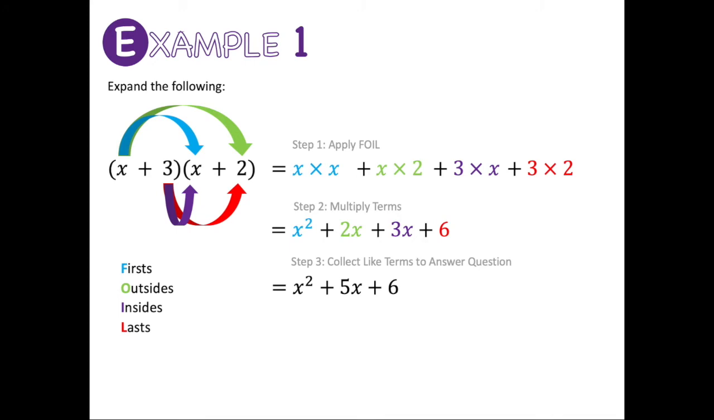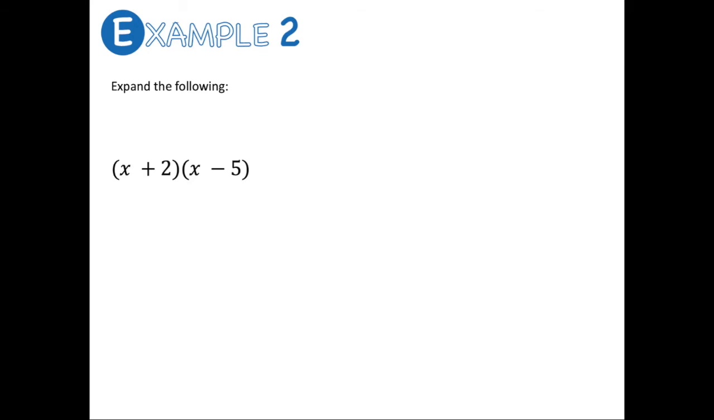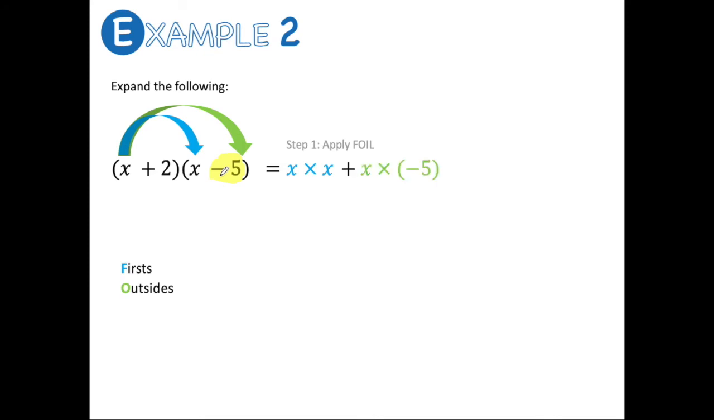Let's go ahead and have a look at a second example. This time I'm expanding the expression x plus 2 and then x minus 5. So I'm going to start off again by applying the FOIL method and starting off with the first term and multiplying the first term in each bracket, so that it's going to be x times x. Then I'm going to multiply the outside terms together, and the outside terms is going to be x and negative 5. So because in my second set of brackets it is a subtract 5, I'm going to look at that together and class it as a negative 5. So my outside terms is going to be x times negative 5.